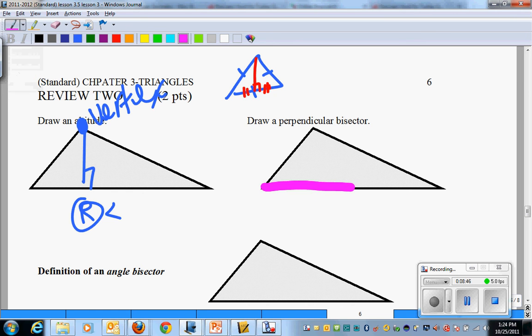Okay, third one. I'd like you to darken this side, please. Eyeball what looks like the middle, put in hatch marks. Drop a line down there at a right angle. That's a perpendicular bisector. A perpendicular bisector goes through the middle at a right angle.